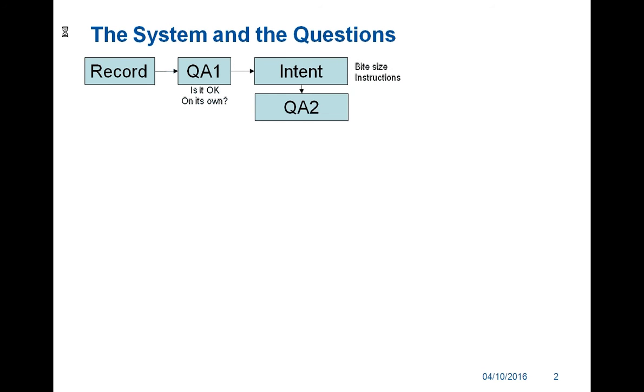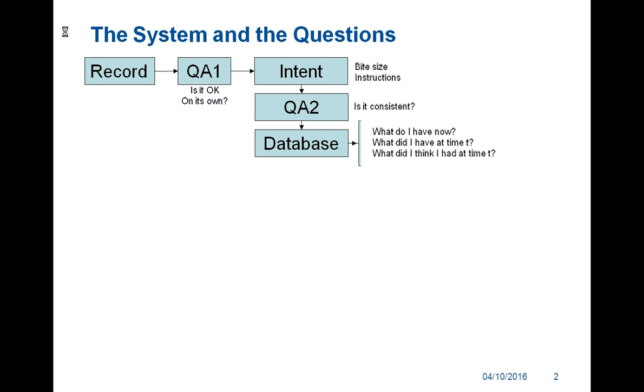A standard requirement of the auditing facility for systems that are processing nuclear waste is to first of all record what has happened, quality assure that that check is okay, and send the intent of that action to the database after checking it's been consistent, to allow the database to provide answers to the questions: what do I have now? What did I have at time T? And what did I think I had at time T?